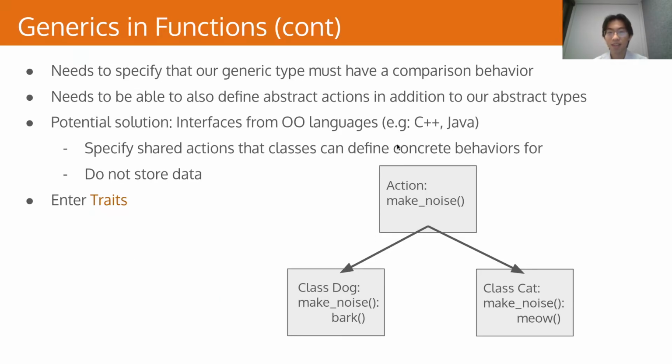So the issue we're having is that we need to specify that the generic type T must be able to be compared. And one solution is we can use interfaces from object-oriented programming languages. So if you'll recall, inheritance happens when we have a parent class and child classes derived off of that parent class that implement those things, right? And interfaces work in a similar way, except one child class can implement multiple interfaces from the parents, right?